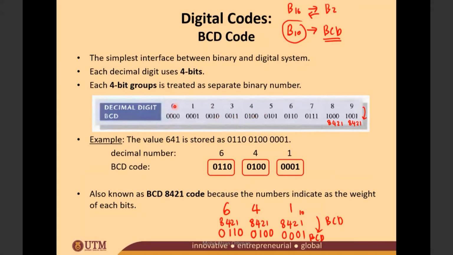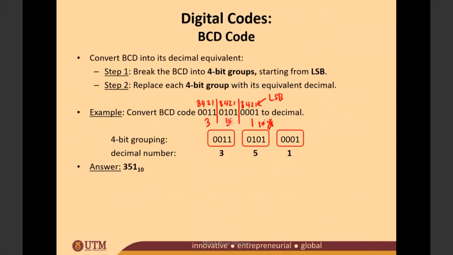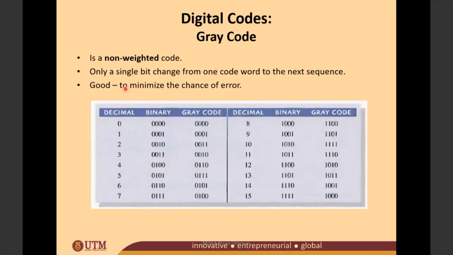Untuk gray code, dari 0 nak pergi ke nombor 1, 1 bit je berubah. 1 ke 2, 1 bit juga yang berubah. Dia tak lebih. Only 1 bit changes at one time whenever you change from number 1 to number 2, number 2 to number 3, and etc. That is what we call only a single bit change from one code word to the next in the sequence. So it is good to minimize the chance of error. Kenapa? Sebabnya hanya satu bit saja yang berubah pada satu-satu masa.